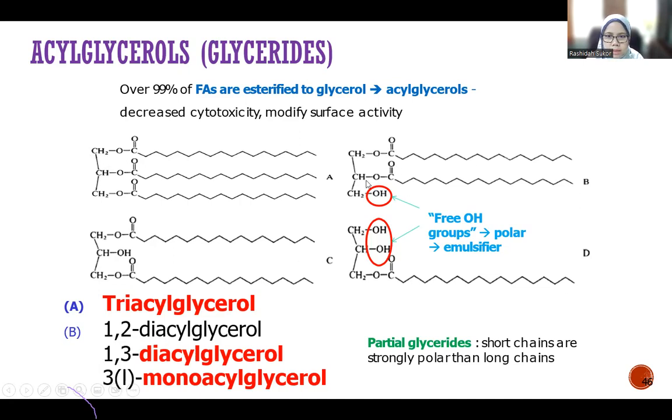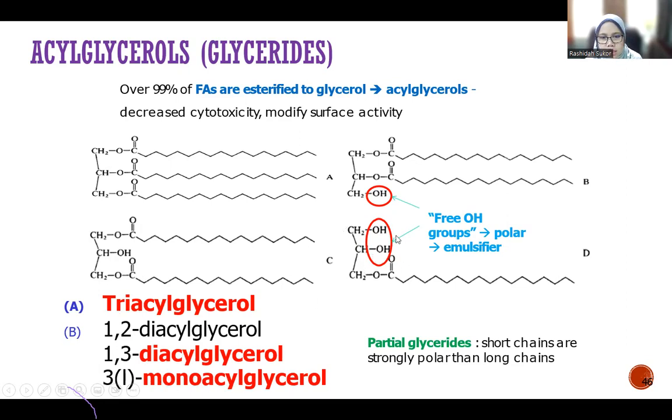1,2-diacylglycerol, because this one has a free OH group. Free OH group, which confers the polarity. And then this one is also diacylglycerol, and monoacylglycerol. So if you have A, B, C, D, C is this 1,3-diacylglycerol. D is the monoacylglycerol.